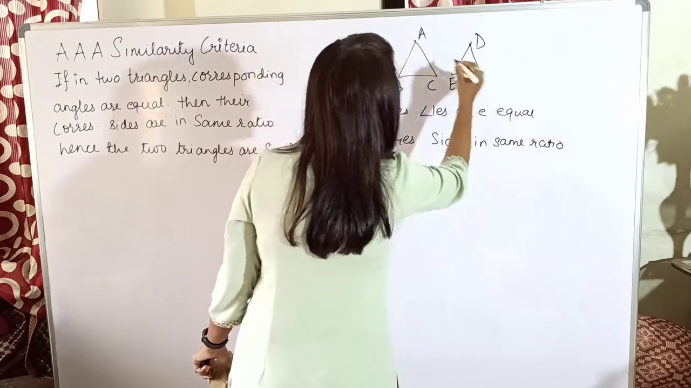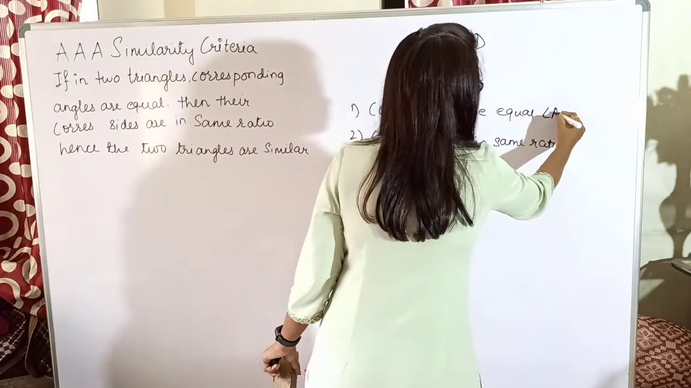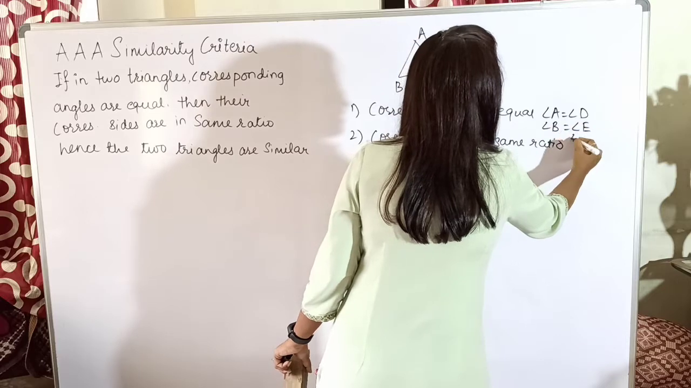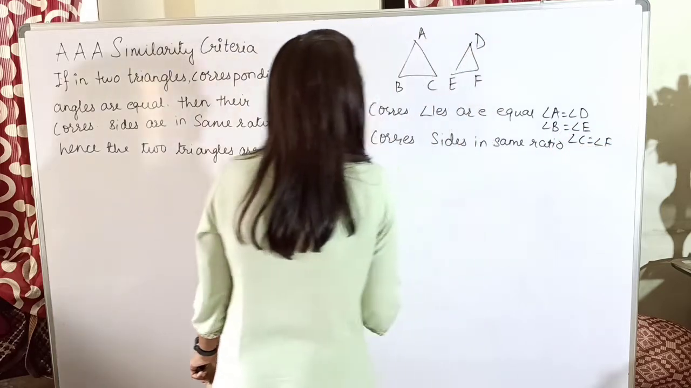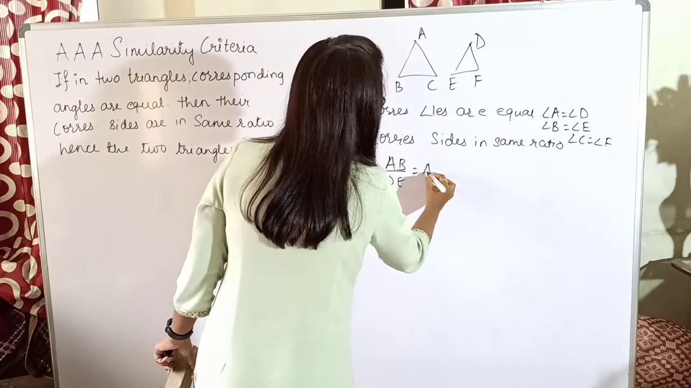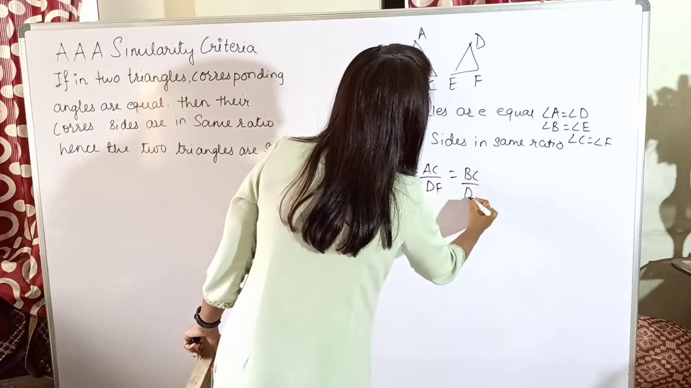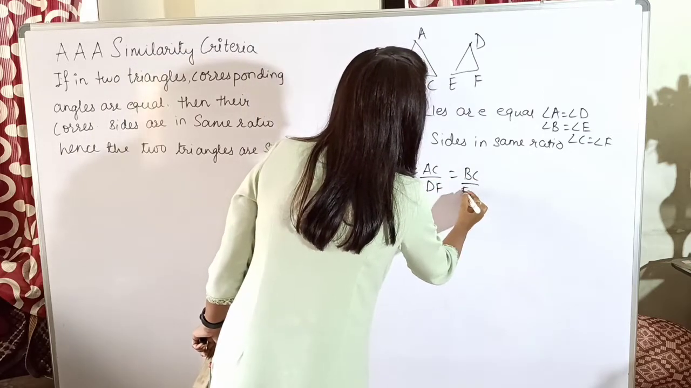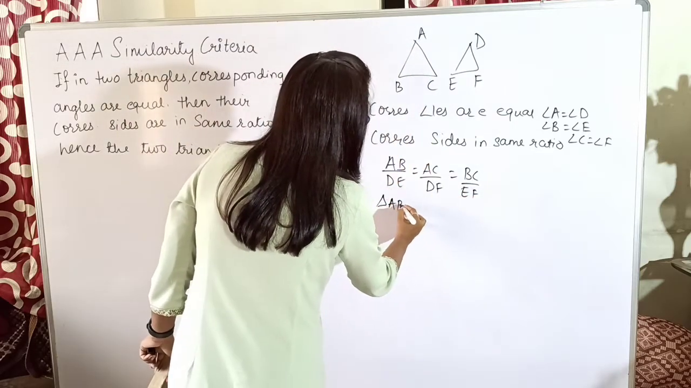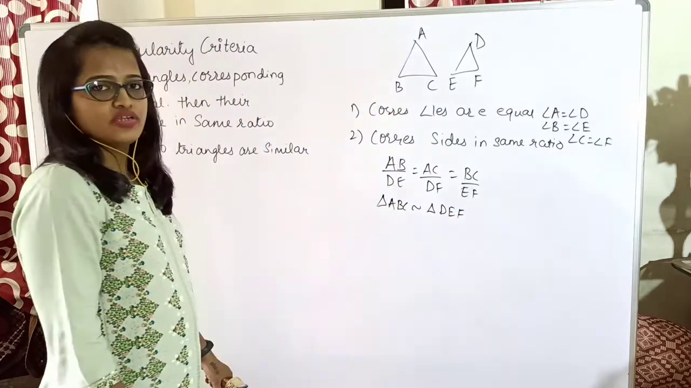So in this case, if I want ABC to be similar to DEF, angle A should be equal to angle D, B to E, and C to F. And for sides, it will be AB by DE equal to AC by DF equal to BC by EF. And if this is the condition, then I can say that triangle ABC is similar to triangle DEF. Okay, the order, right?